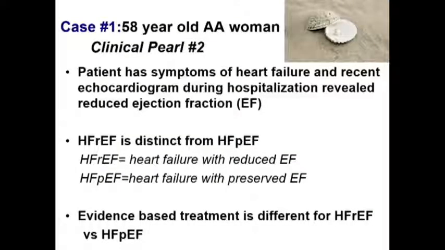So in our patient, clinical pearl number two, the patient has symptoms of heart failure. She had a recent echo during the hospitalization, which revealed a reduced ejection fraction. So heart failure with reduced EF, and that is by definition usually less than or equal to 35%, going up to 40%, as opposed to heart failure with preserved ejection fraction, in which the ejection fraction may be 70 or 80%, and yet they present with clinical signs and symptoms of heart failure, although by definition we accept 50% or greater as being compatible with heart failure with preserved ejection fraction.